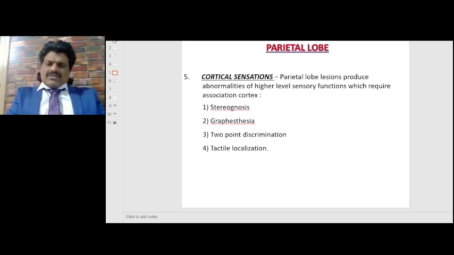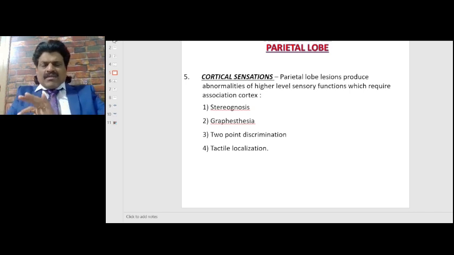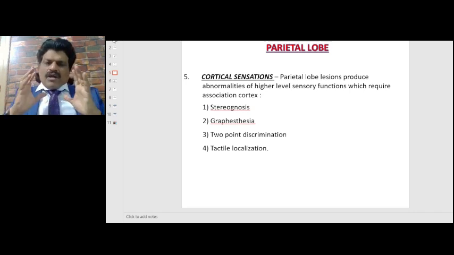That is stereognosis. Second is graphesthesia. Again, we ask him to close the eyes. We put a number on his hand like 6 or 3. He closes the eyes, but when the number is put onto his hand, he should be able to appreciate it and say whether it is 3 or 6 or whatever number is written on his hand. If he is able to appreciate that, it implies that his graphesthesia is intact.